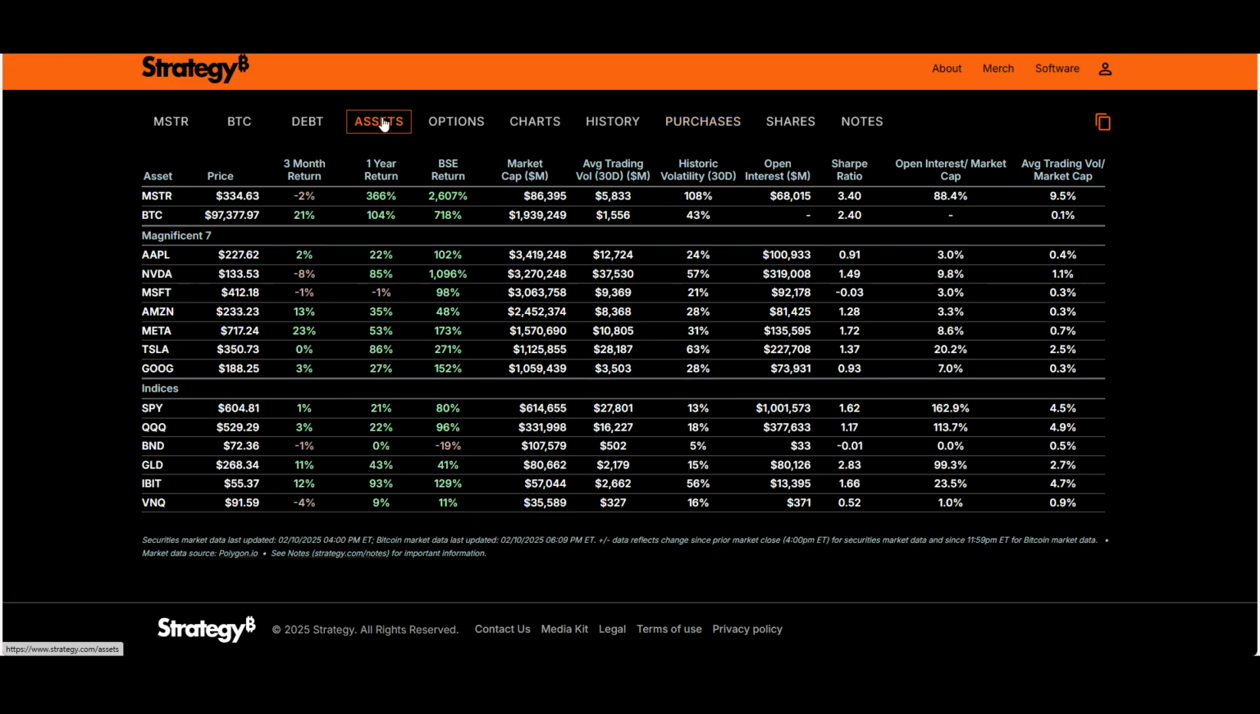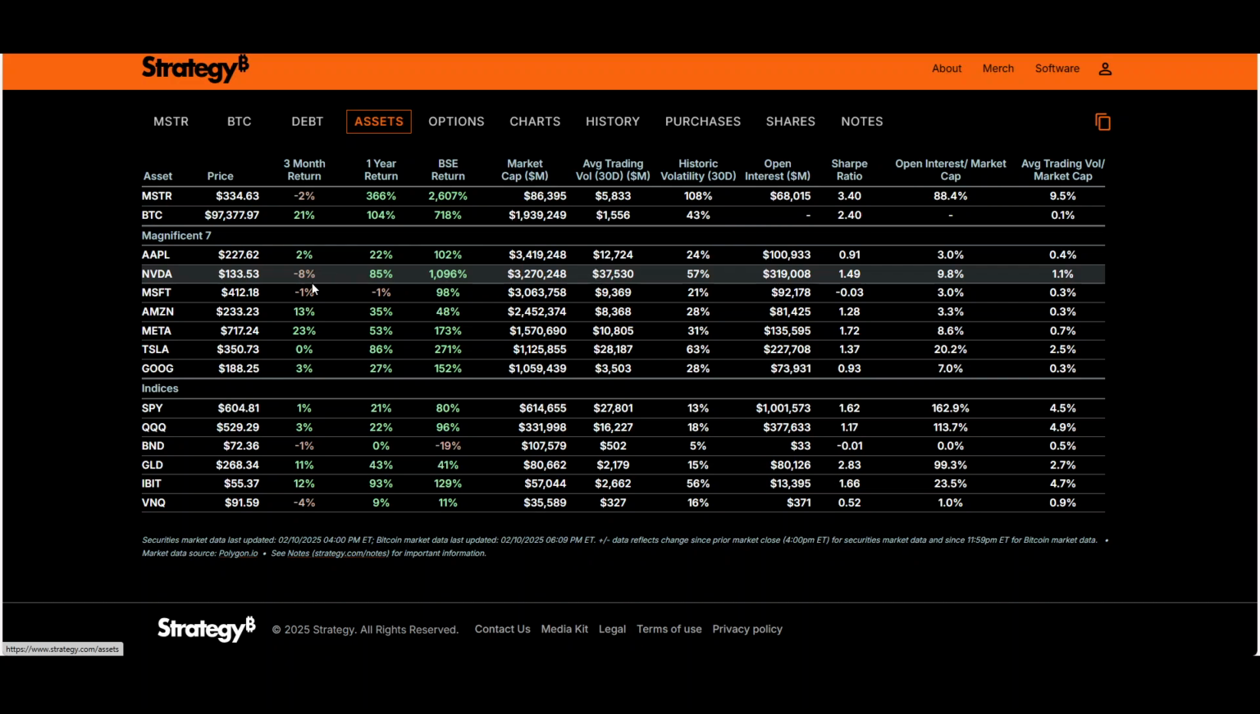Let's take a look at some other charts and compare MicroStrategy to other assets. You can see that it killed every other asset since it went on the Bitcoin standard era, BSE, which is the period since August 10th, 2020, the date when we adopted a Bitcoin standard. So massive returns. Second place is NVIDIA. And you can see that MicroStrategy's 3-month return is very similar to NVIDIA's 3-month return.